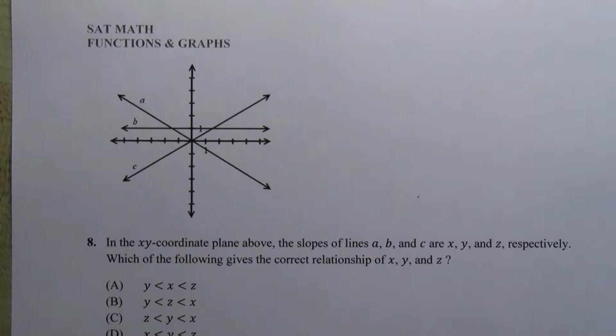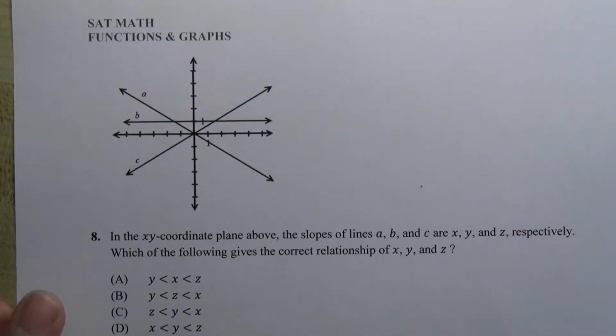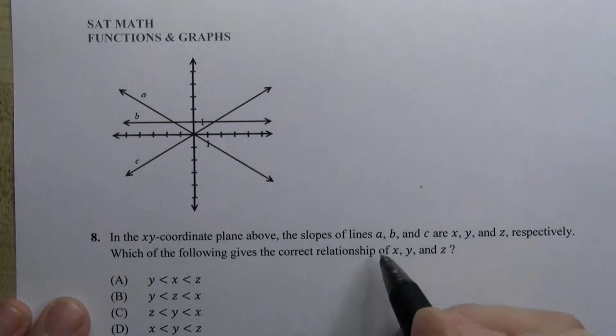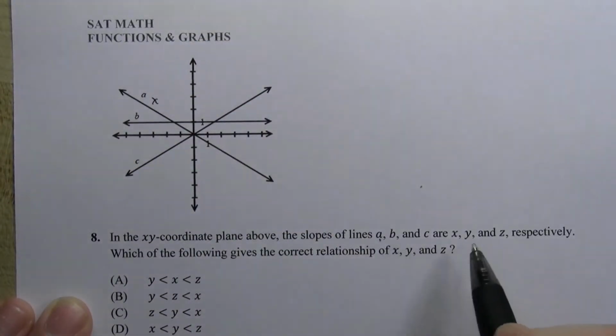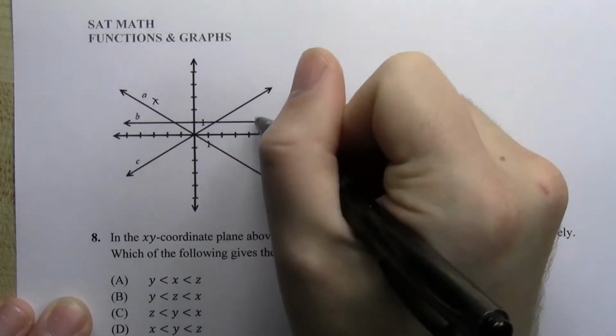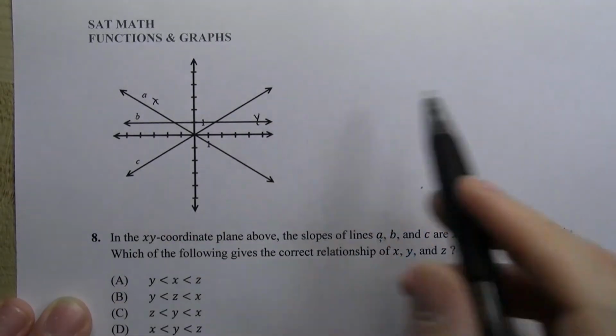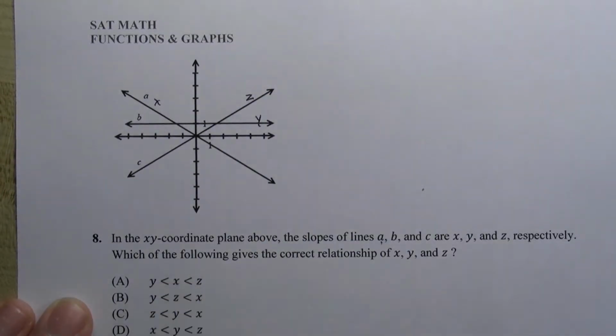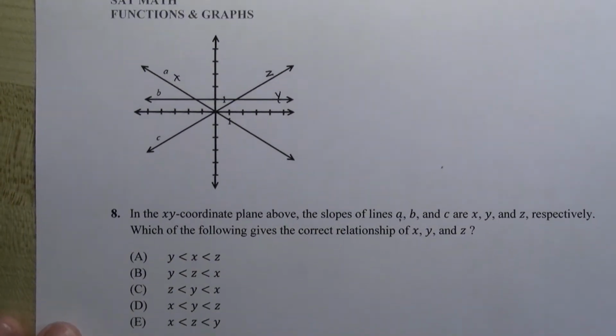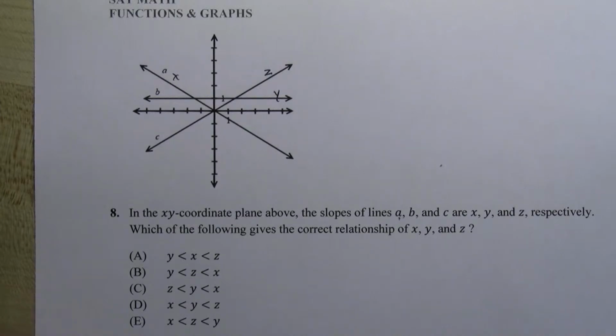It says, in an xy coordinate plane above, the slopes of lines A, B, and C are x, y, and z respectively. So let's get that information on the figure because it might be difficult to remember later on. We know the slope of A is x. We know the slope of B is y. And the slope of C is z. And this question is simply asking what is the relationship of x, y, and z.